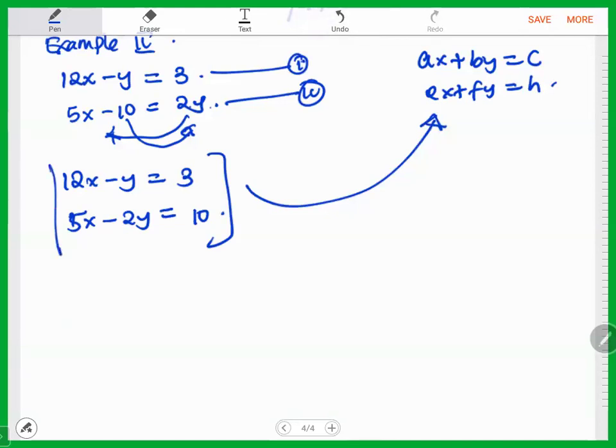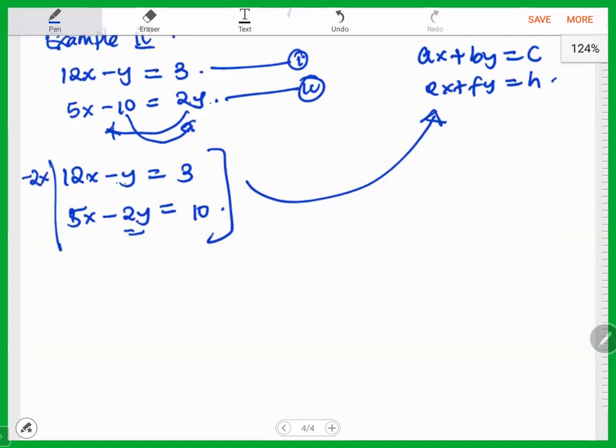I said we draw a line there. Because we're eliminating y, I take the coefficient of y in the second equation and multiply it there, and I take the coefficient of y in the first equation and multiply it there. So this gives me -2 times 12, that is -24.